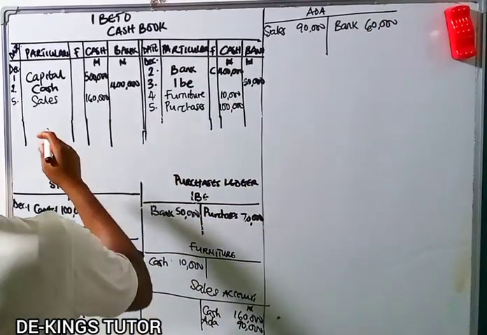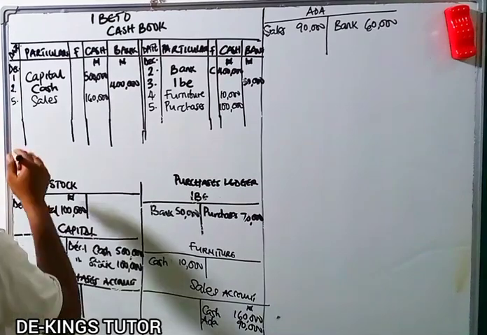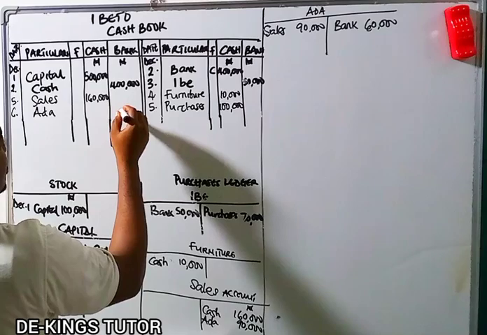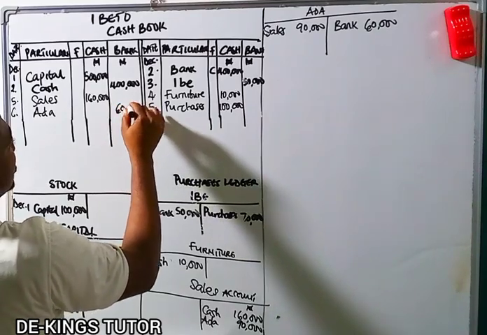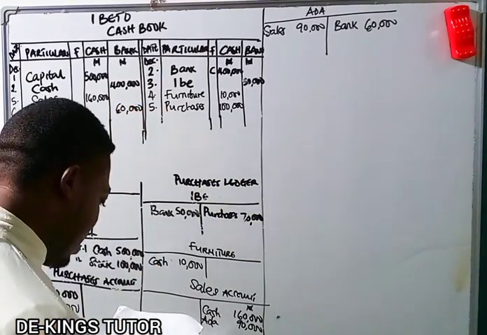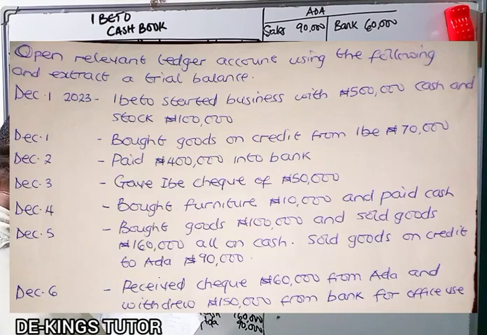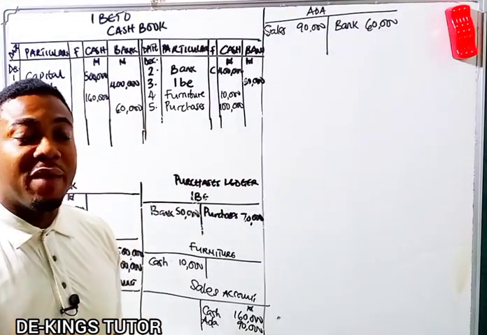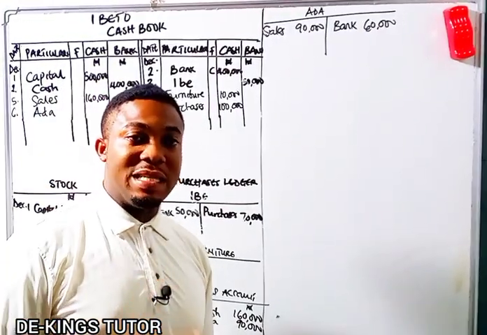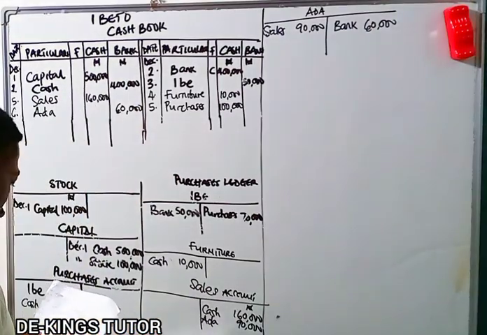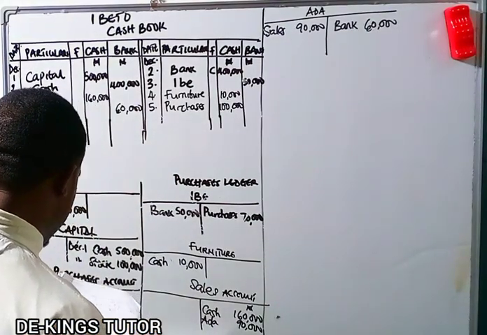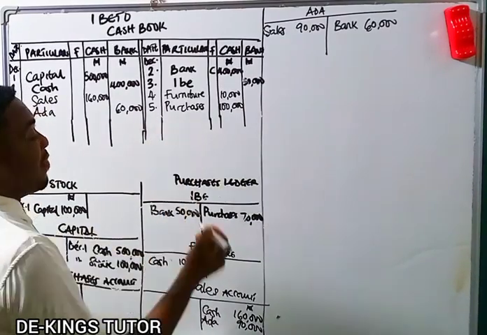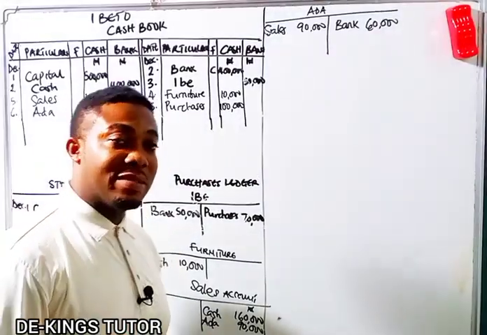Okay. So we come here, what is the date? December 6th. So we received from Ada. They say check, so it is bank. So this will be 60,000. Okay. So they said they withdrew 150,000 from bank for office use. And since it is for office use, it means this is another contra entry. Even if they said it's for private use, then it should be termed as drawings.